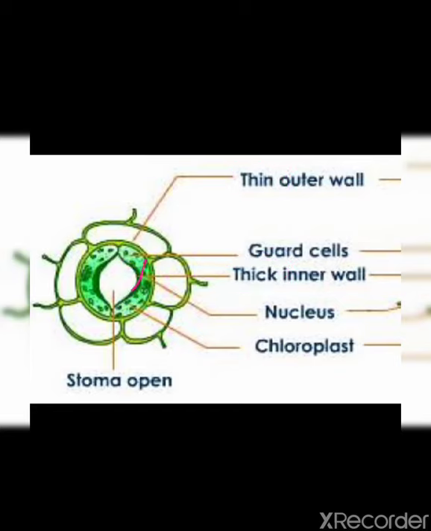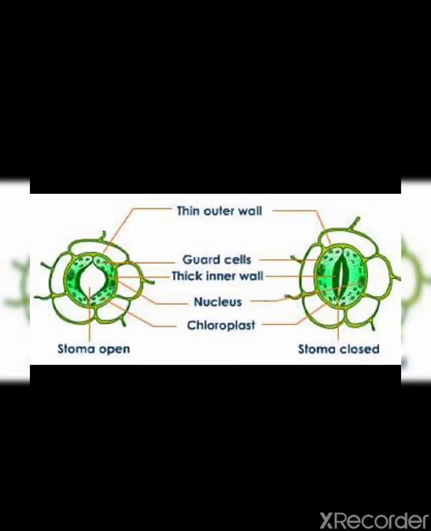Inside the guard cell, chloroplast is present. You can see the chloroplast is there. The nucleus is also present inside the guard cell. Okay, their opening and closing depend on the turgidity of guard cells. Clear, class? Stomata will remain open or closed depending on the turgidity of the guard cells.